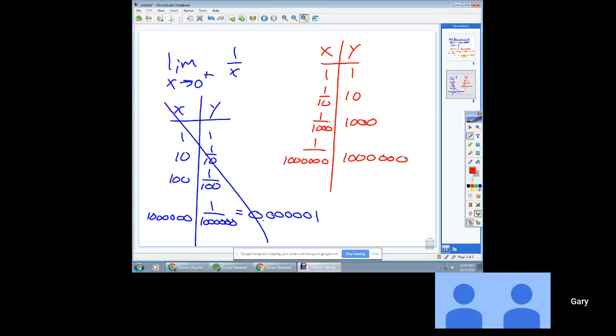So as x goes to 0 on the positive side, y is doing what? It's increasing forever, without boundary, right? So we say the limit, we write infinity. Is infinity a number? No. So does this limit exist? No, it does not exist, but it does not exist in a special way. It increases forever.